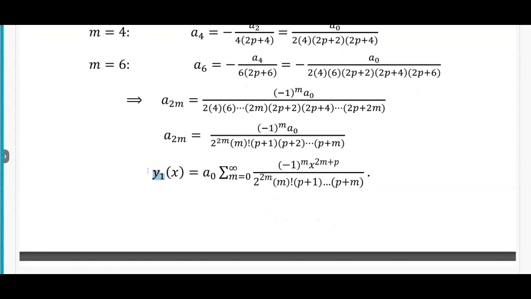So then we have a solution. So the solution for r equals p, we have this a naught, x raised by p. Sometimes we write x raised by p up front, a naught, x raised by p. Sometimes we write it in the exponent, which is combined with the exponent of x to m. So x raised by 2m plus p. Then with the recursive relation.